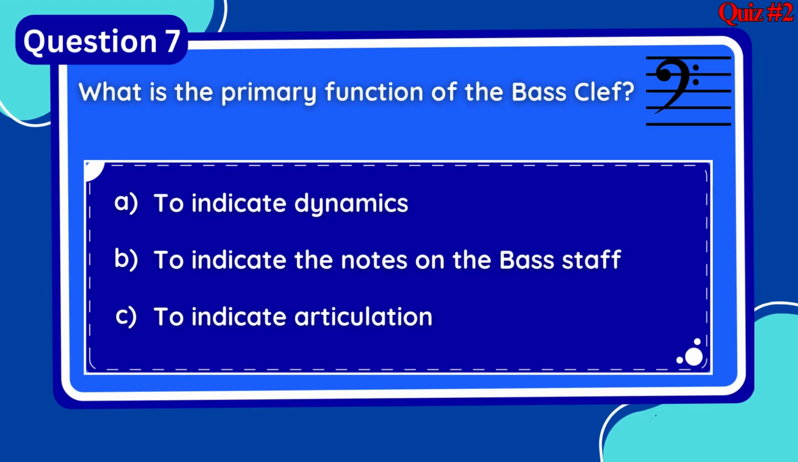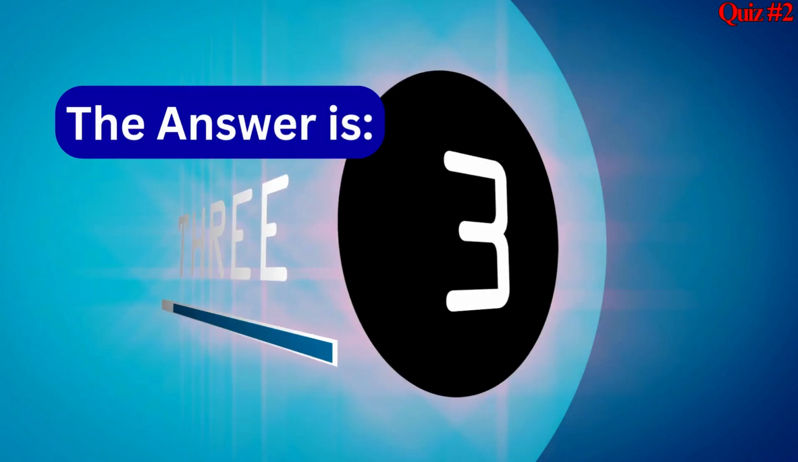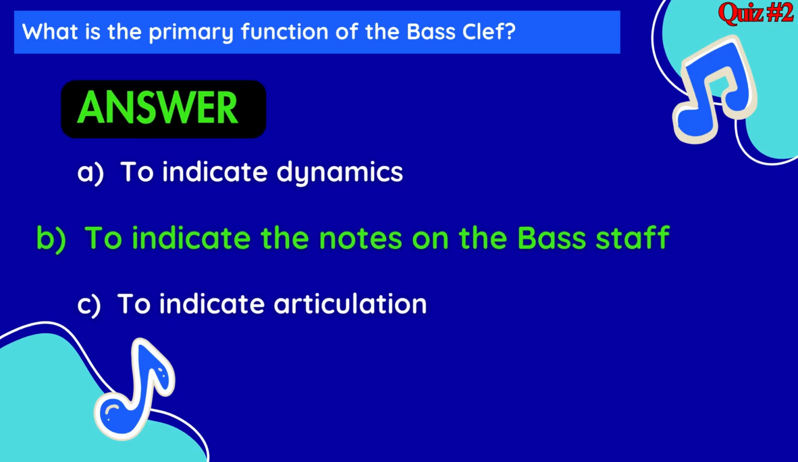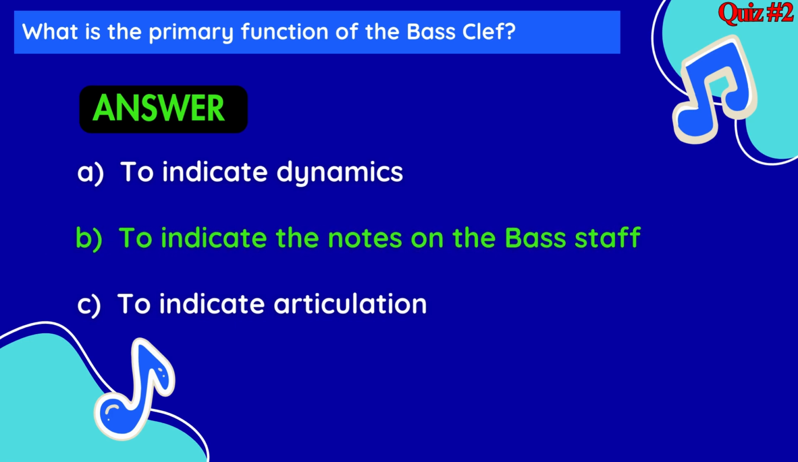Question 7. What is the primary function of the bass clef? A. To indicate dynamics. B. To indicate the notes on the bass staff. Or C. To indicate articulation. And the answer is B. To indicate the notes on the bass staff.